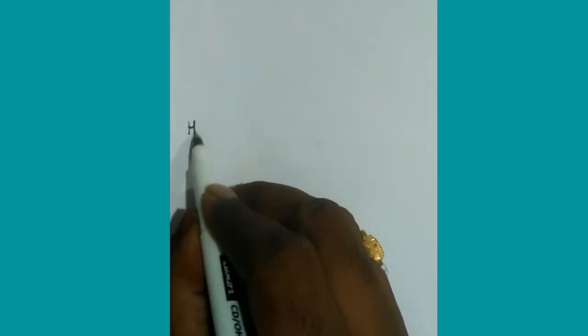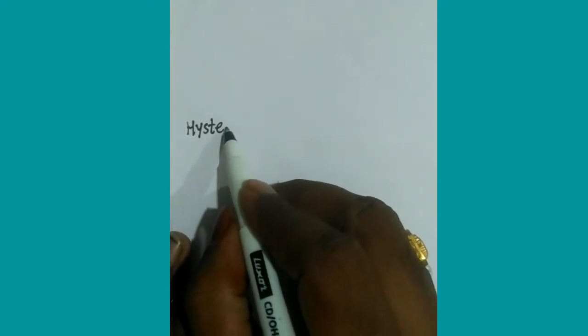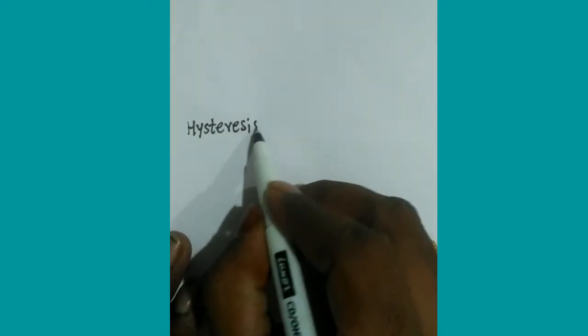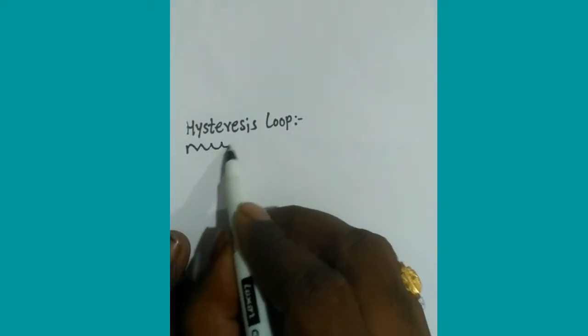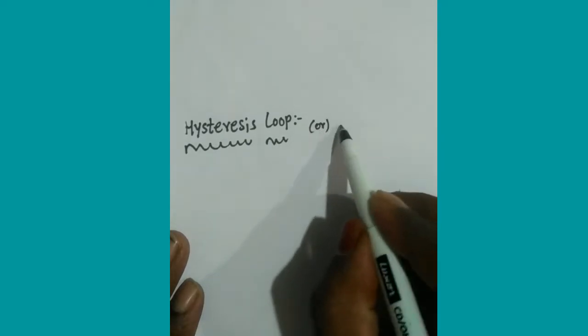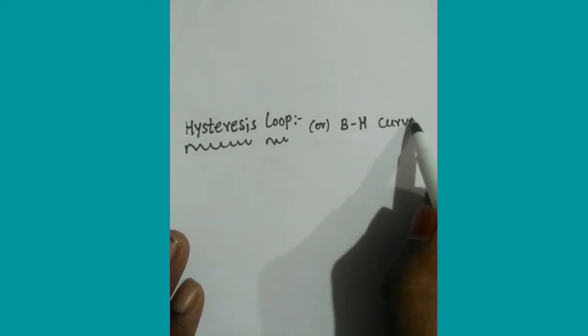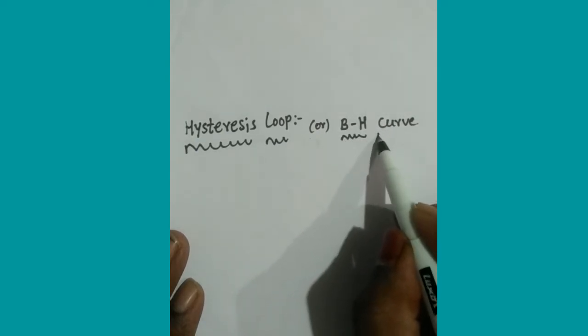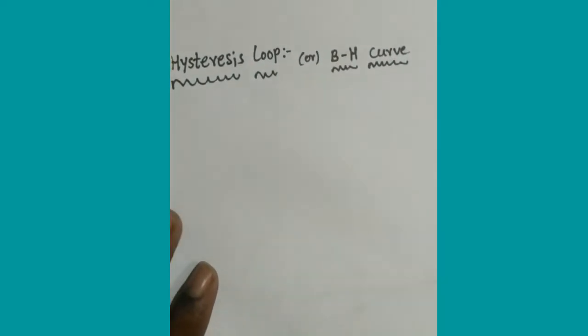Today our topic is the hysteresis loop. The hysteresis loop is a graph drawn between the applied magnetic field intensity and the magnetic induction. That's why it is also called the BH curve. B means magnetic induction and H is the applied magnetic field intensity.